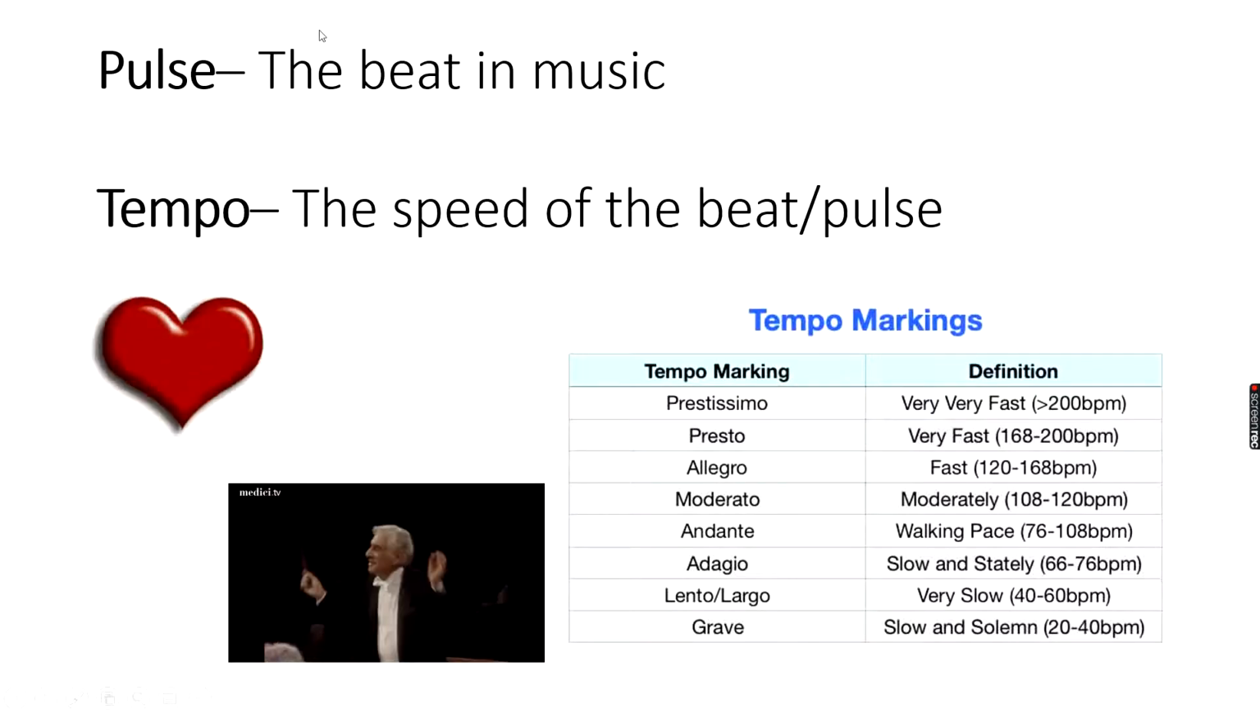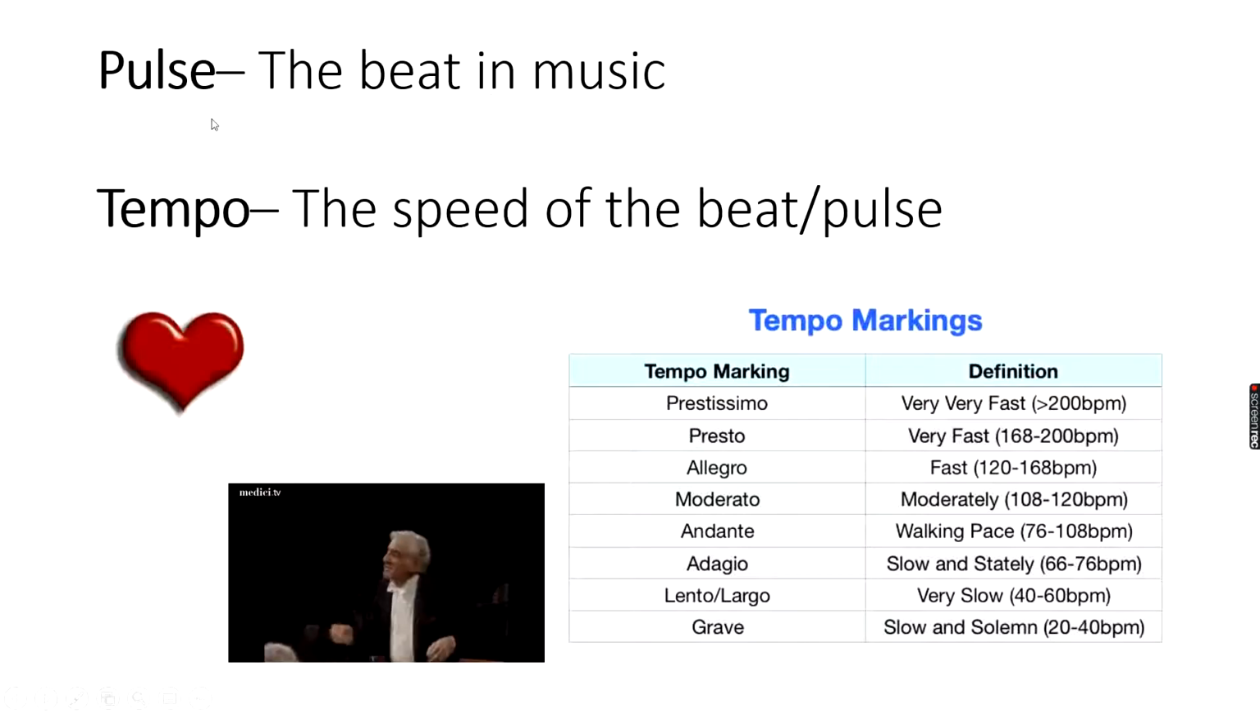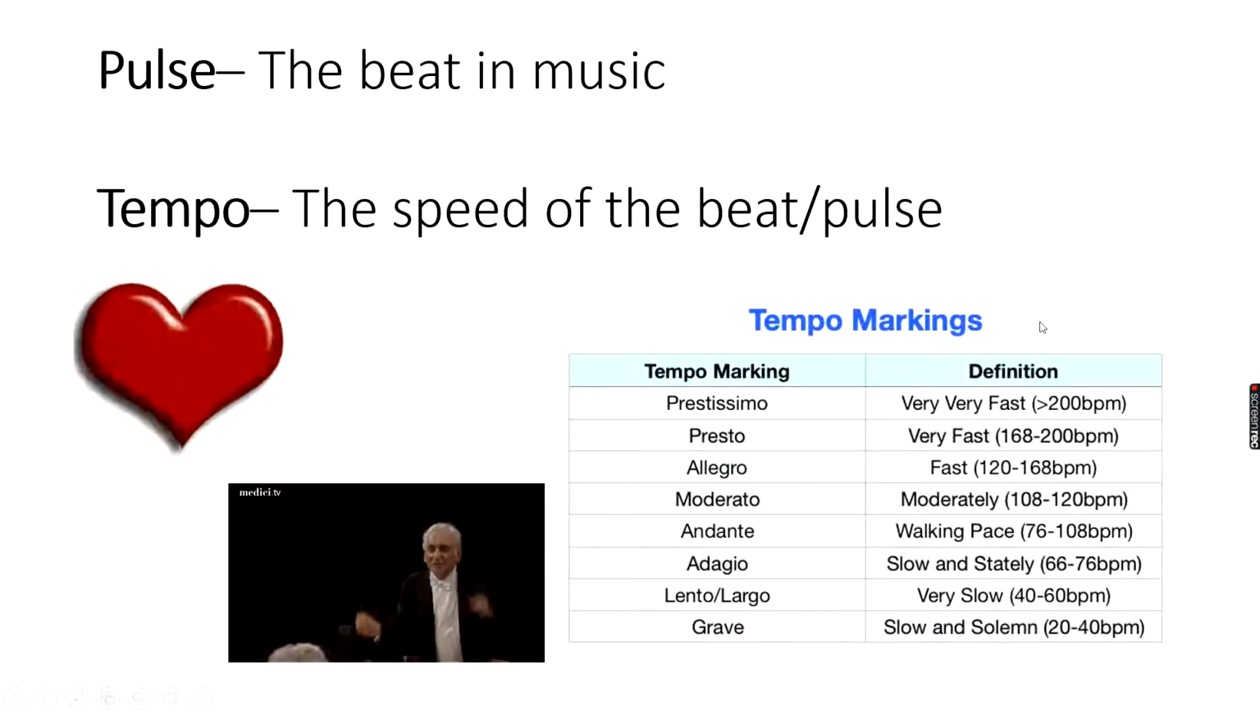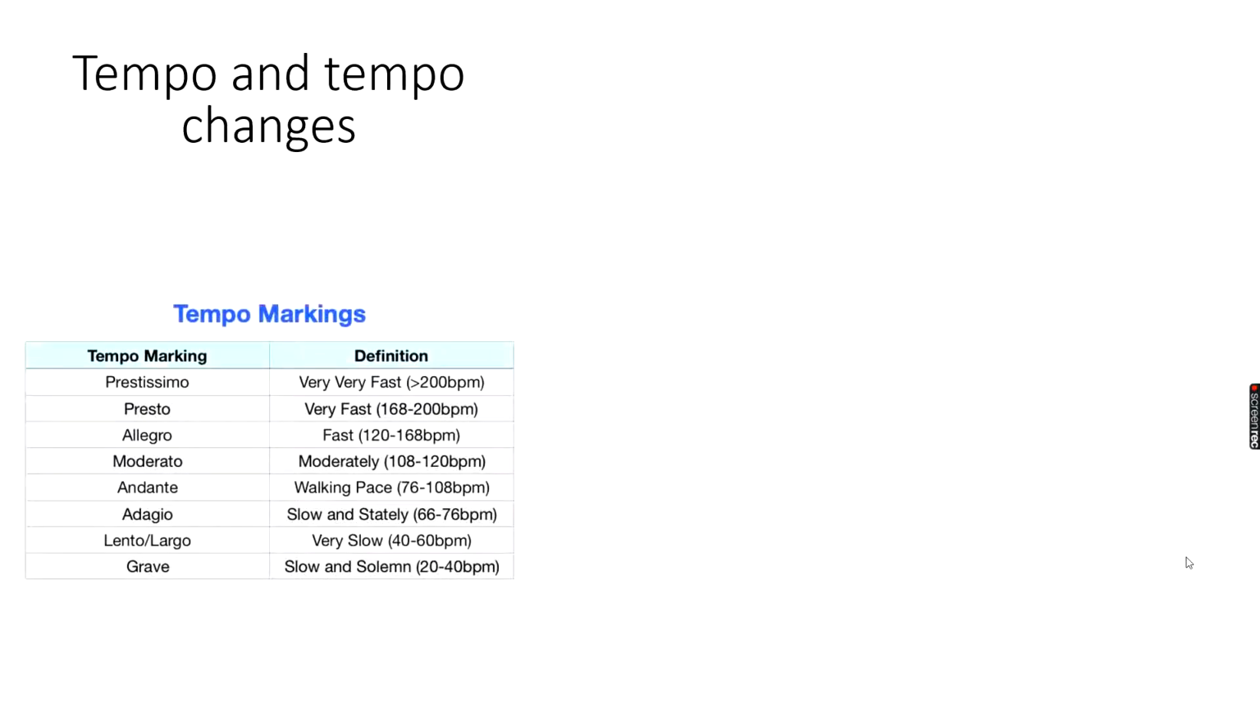And what we'll do is we will work out the pulse. We'll ask ourselves the question, how quick is it going? And then we'll be able to work out the Italian. But there is an easy way of doing this. We have a lot of Italian to learn, but all we need to really remember is music is either fast, medium or slow in the very basic sense.